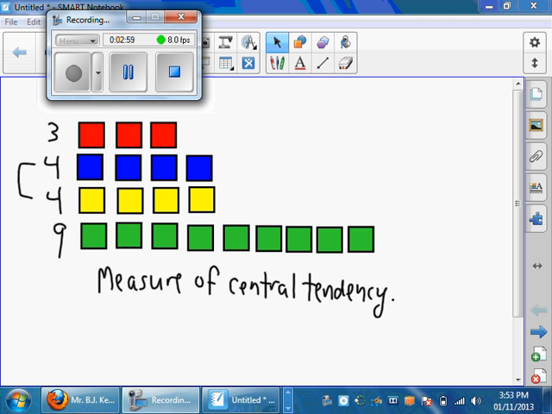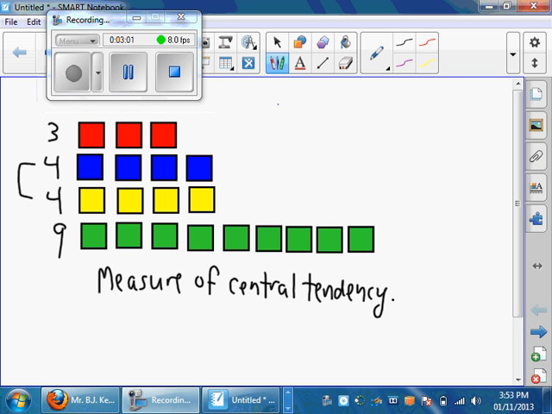Okay, so now we're going to take a look at what the mean is. All the mean is, is the center point of a set of data. So what we have here is all the different data about their favorite colors: 3 students that like red, 4 for blue and yellow, and 9 for green. What we want to do is calculate the mean, so we want to find the center point of this data range.